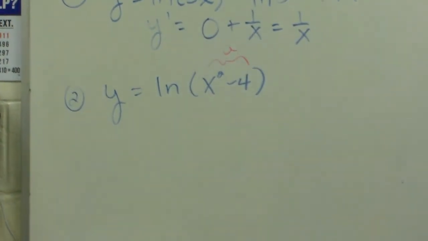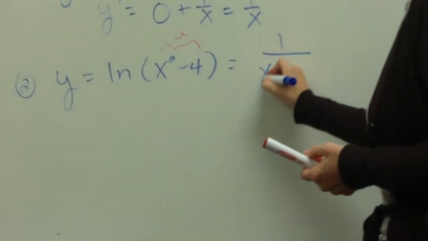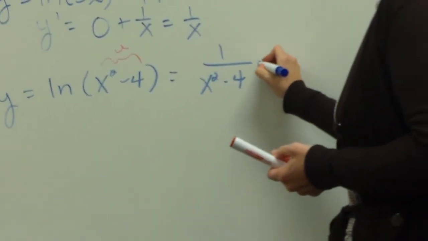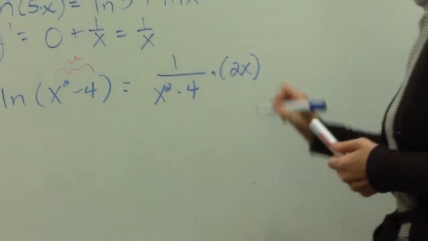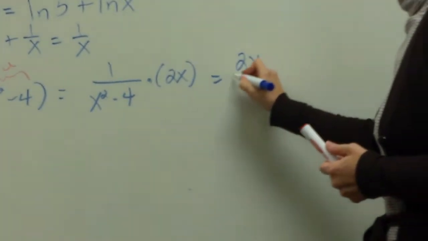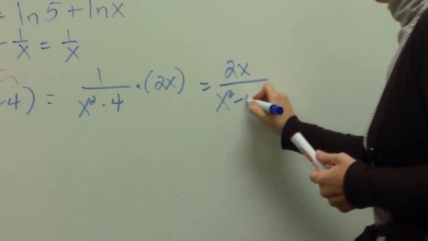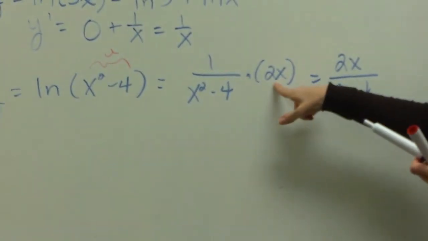And we're going to use this rule that the derivative of ln of u is 1 over u times the derivative of u, which is 2x. And so rewriting that into one fraction, it would just be 2x over x squared minus 4. That's 1 over u du dx.